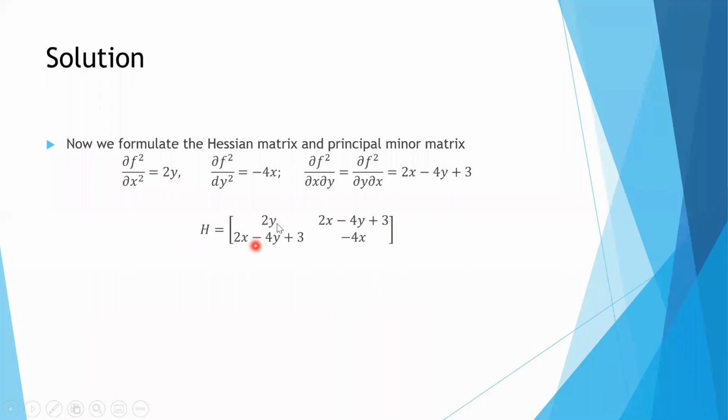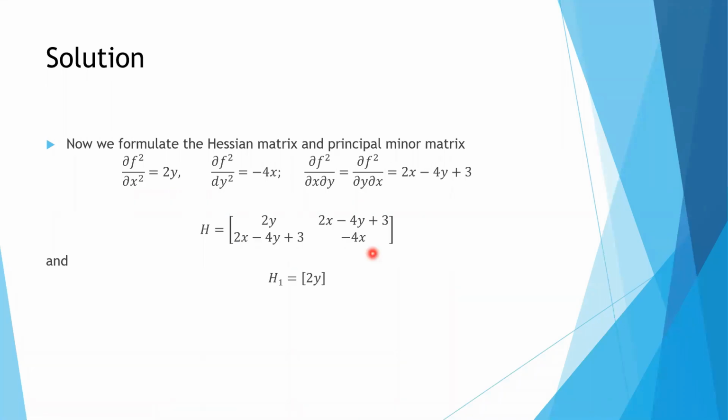So the Hessian matrix will be equal to 2y, that is the ∂²f/∂x² here. After that, ∂²f/∂x∂y here, ∂²f/∂y∂x here, and ∂²f/∂y² here. So this becomes 2y, 2x minus 4y plus 3, 2x minus 4y plus 3, and minus 4x. So this is your Hessian matrix.